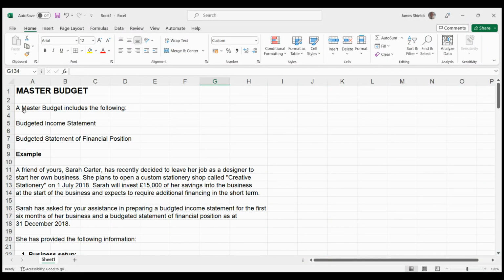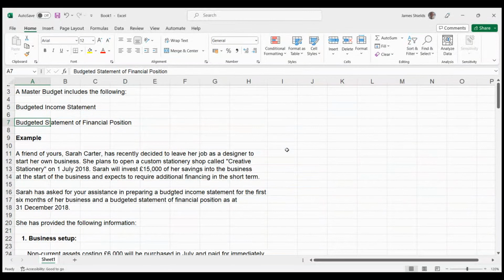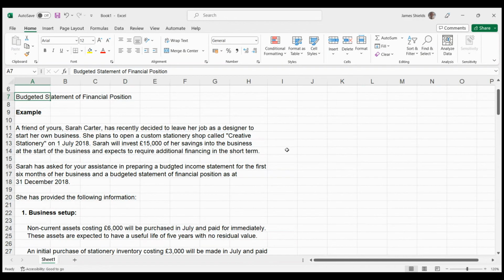Now, Master Budget includes the following statements. Got a budgeted income statement and a budgeted statement of financial position. Well, we've got quite a detailed question to look at here, so I'm going to go through the question slowly and mention one or two things. So here we go, the example.